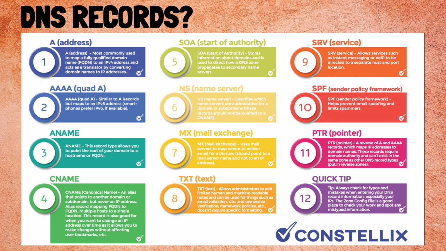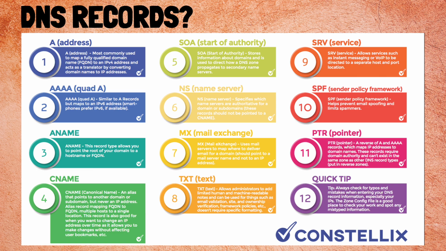And finally, we have DNS records. There are some types of records that we are going to use in this exercise, which include A and quad A records. An A record is most commonly used to map a fully qualified domain name to an IPv4 address, and it acts as a translator by converting a domain name to an IPv4 address.